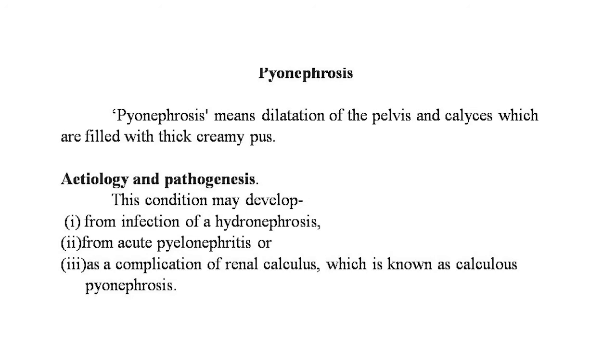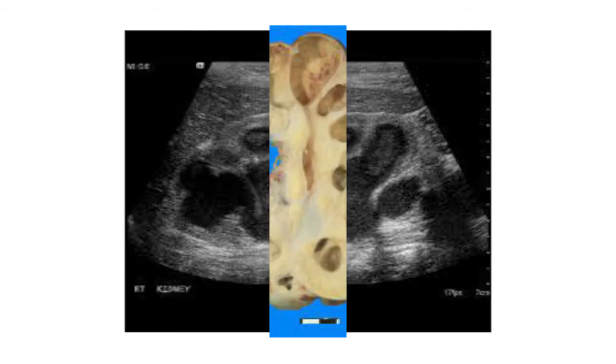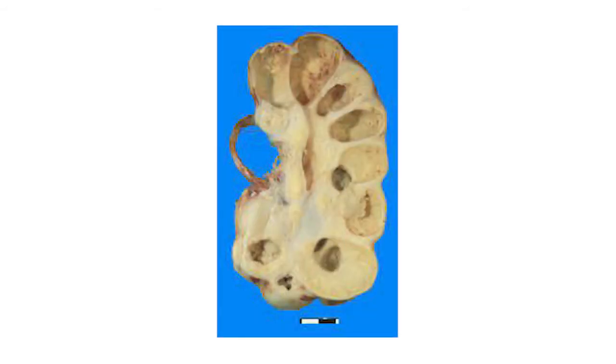Pathogenesis: this condition may develop from infection of a hydronephrosis, from acute pyelonephritis, or as a complication of the renal calculus, which is known as calculus pyonephrosis. This is the ultrasound image showing the pyonephrosis, with dilated calyces and thin parenchyma. This is the transected picture of the pyonephrosis.